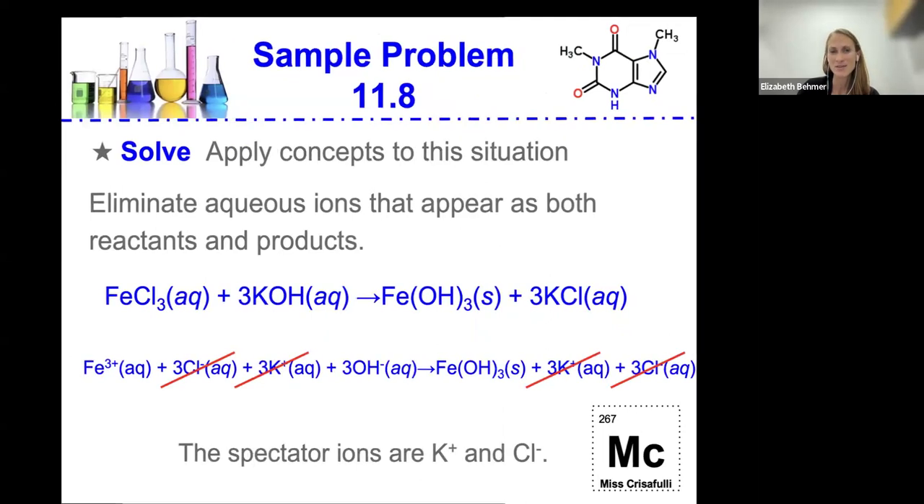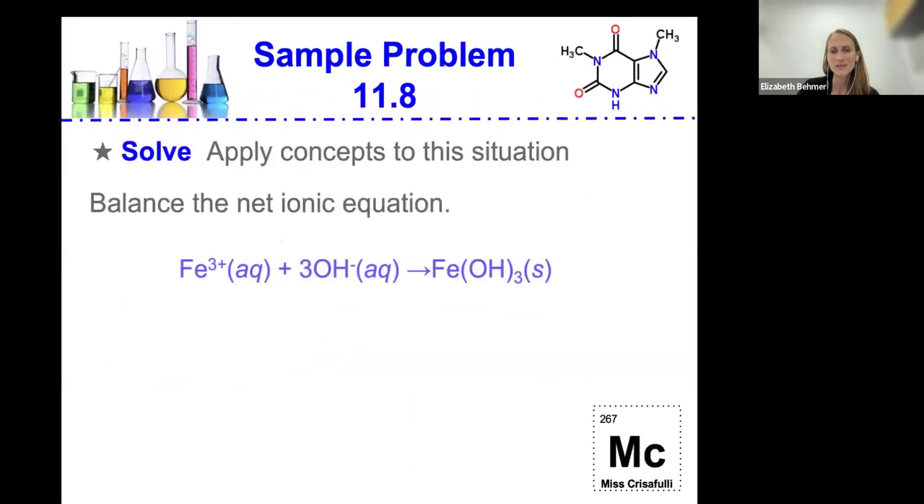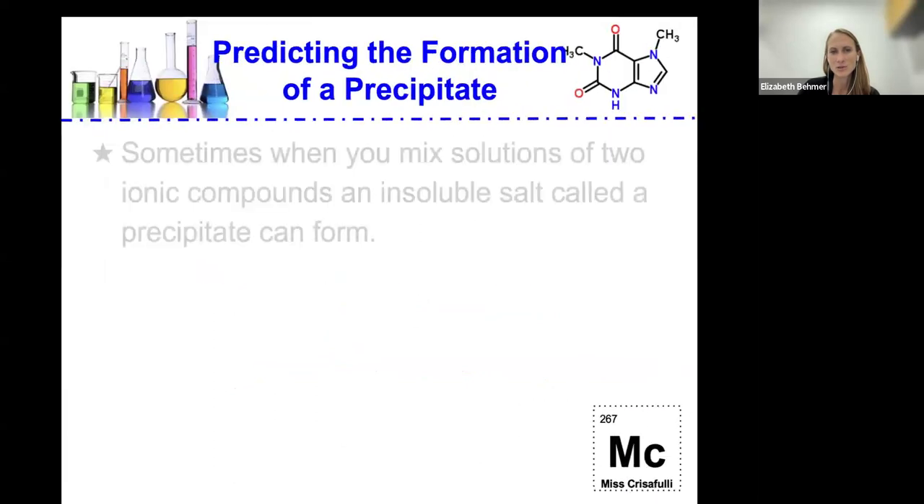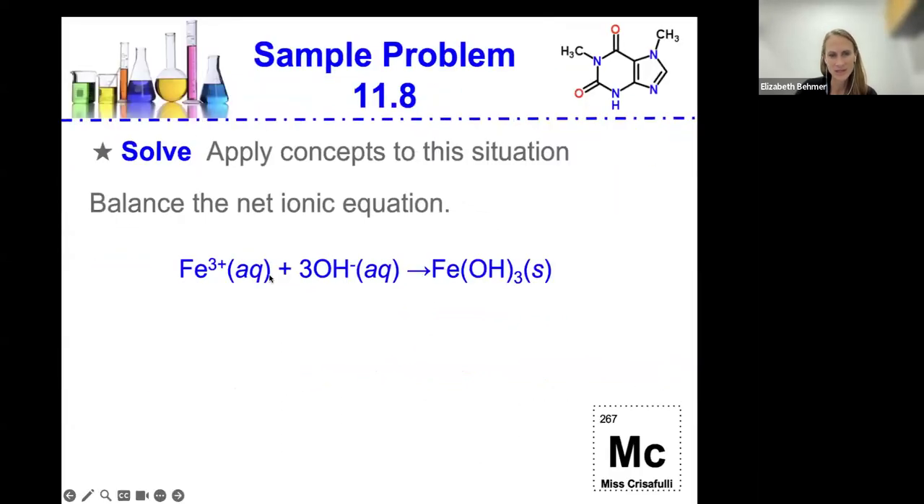So what are we left with then? We balance the net ionic equation. So we're left with this, and we want to make sure everything is balanced, including the charges. So this is balanced because the 3 positive charges will balance out the 3 negative charges. So the charges will balance on both sides of the equation.